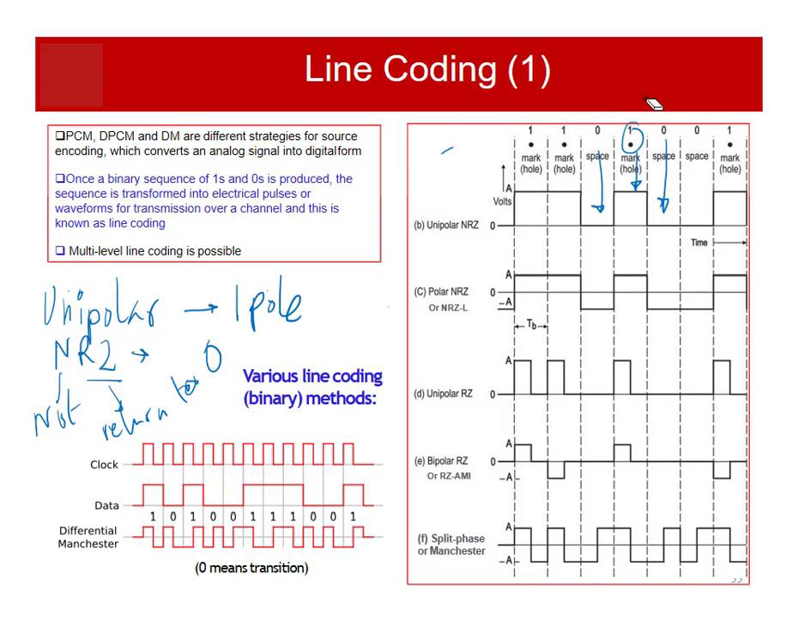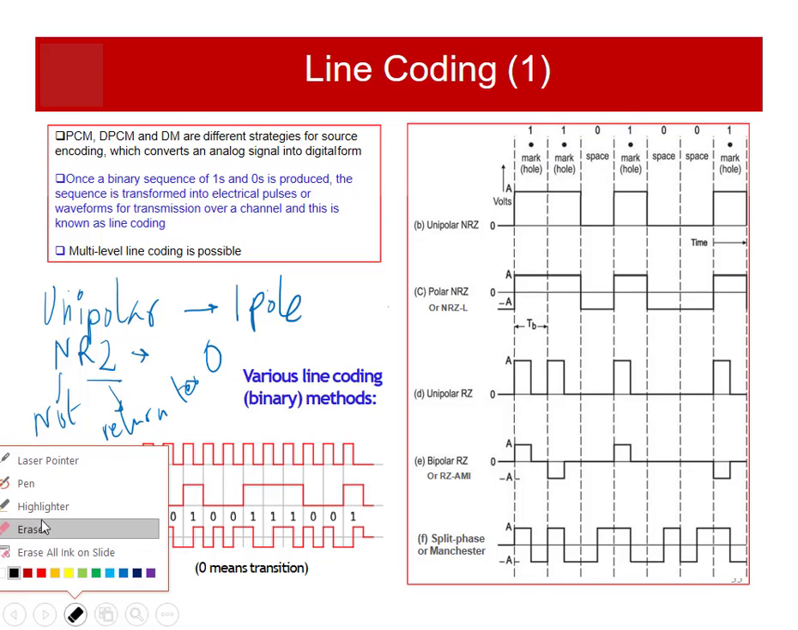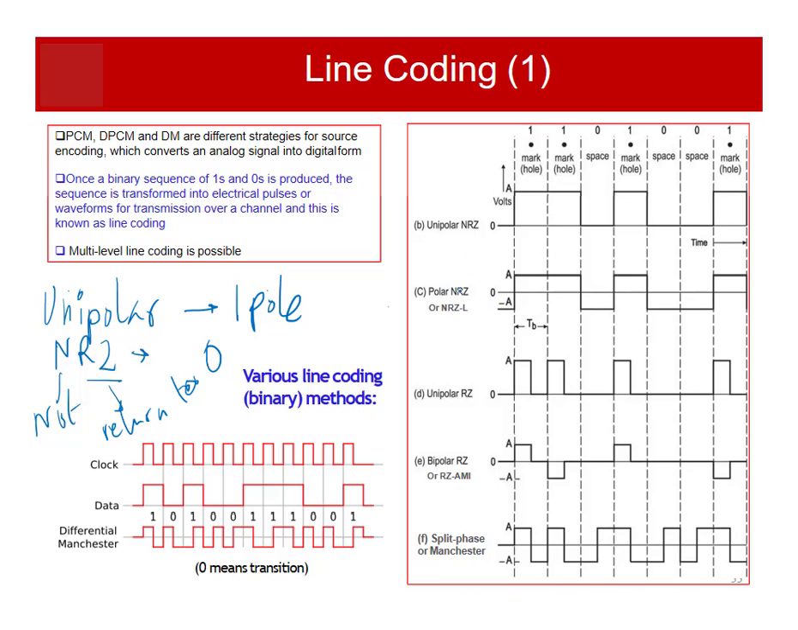For the next scheme, we have polar NRZ. It is still NRZ, still not returned to 0, but now it is polar. Let's see what the change is. For polar, you will have two poles. Let's realize this with the diagram. Again, for a high bit you have an amplitude of A. For low, instead of 0 you have an amplitude of minus A.